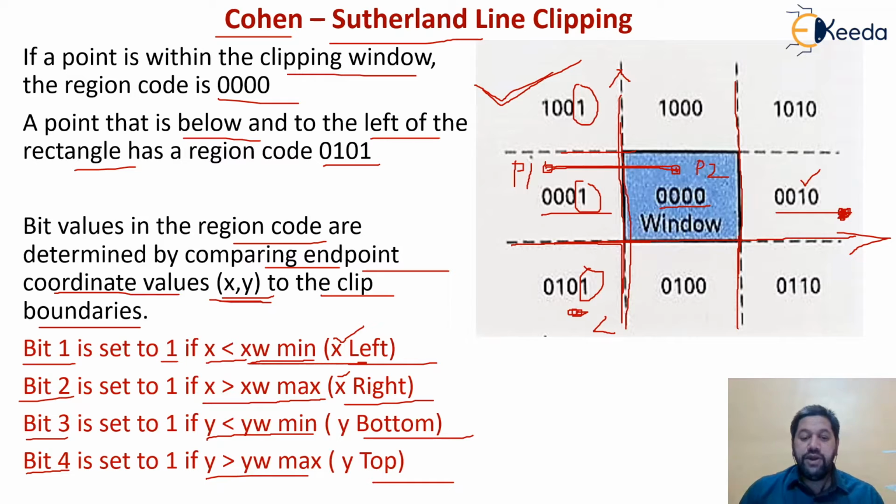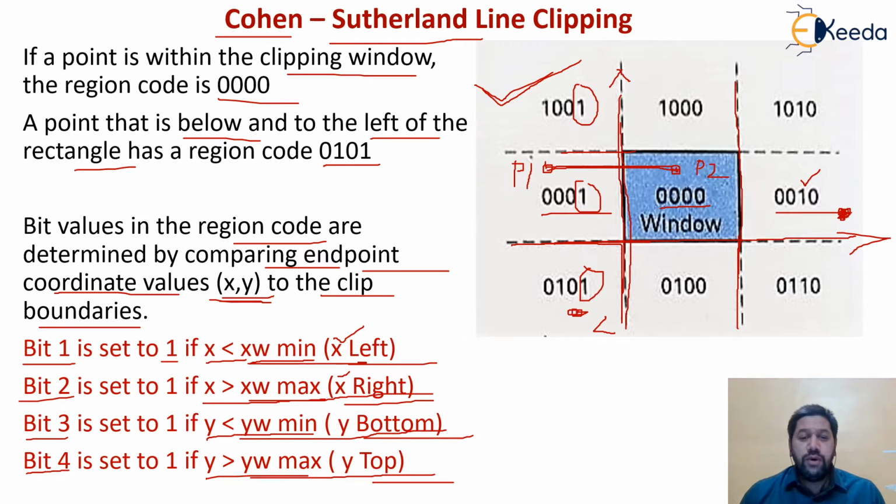XW minimum indicates the left edge, XW maximum indicates the right edge, YW minimum indicates the bottom edge, and YW maximum indicates the top edge of my clipping window. Accordingly we set these bits, and accordingly we will be in a position to get the correct endpoint code value of the line.